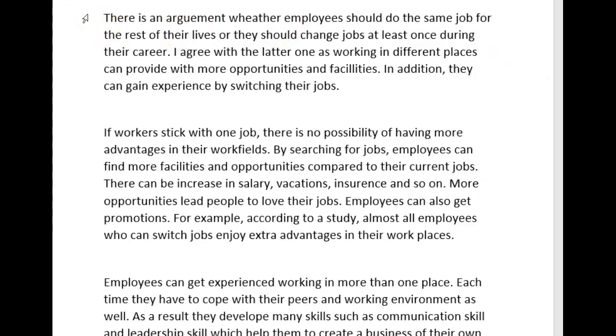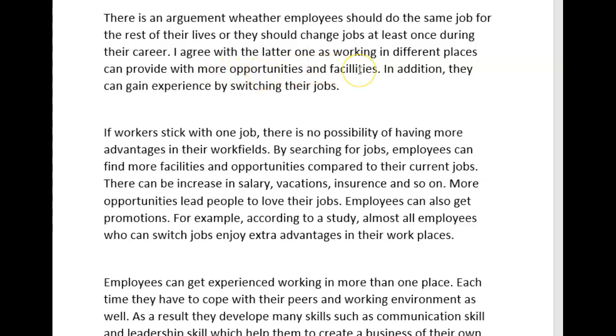All right, so this is good in terms of how you organize your introduction, but it does need some work with grammar and lexical resources. So, argument and whether need to be spelled correctly. This is the incorrect spelling. There is an argument whether employees should do the same job for the rest of their lives or if they should change jobs at least once during their career. And then I didn't really like the latter one. Maybe you could have said, I agree with the latter view, as working in different places can provide more opportunities.